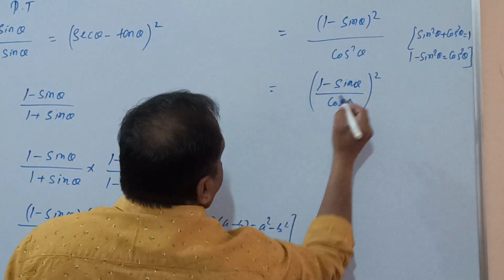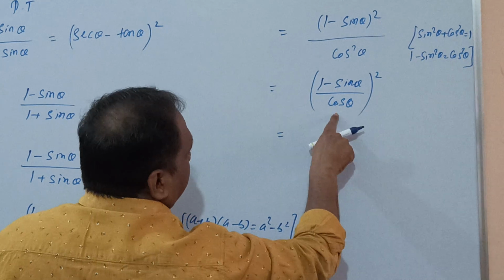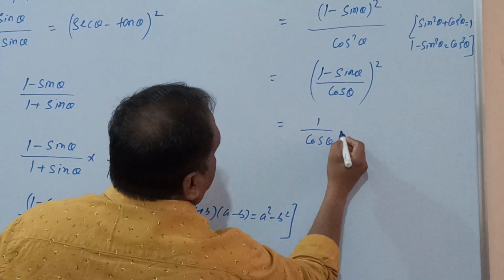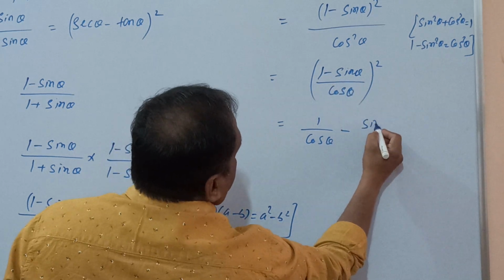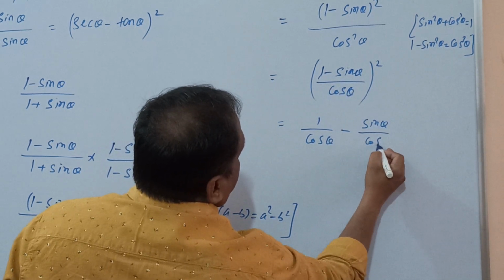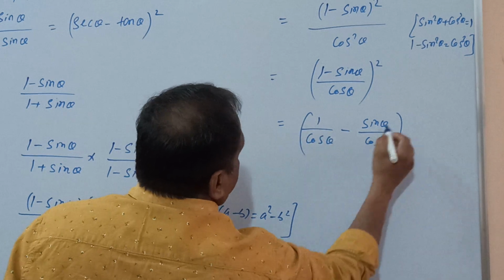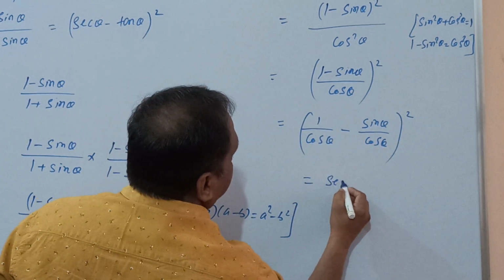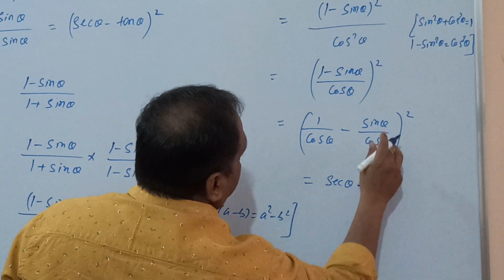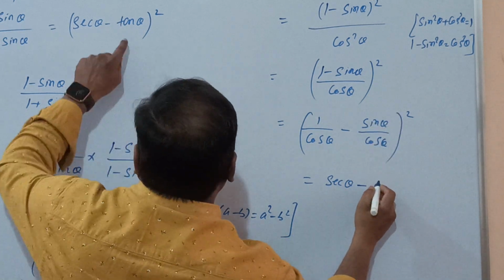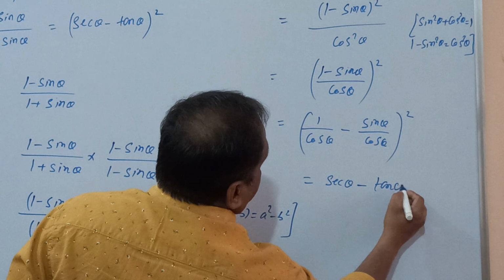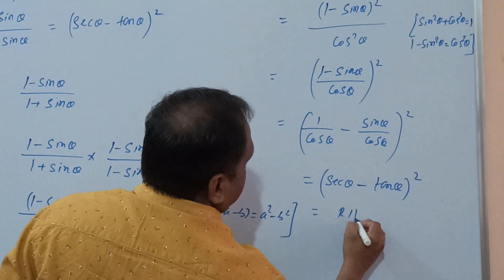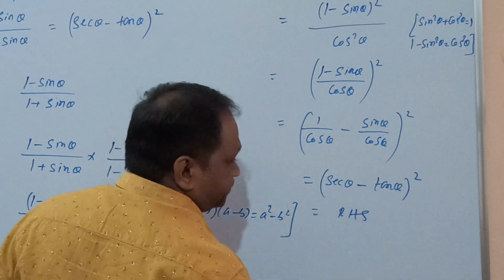I will do it. So this is equal to, the numerator I will split into two forms: (1 by cos theta minus sin theta by cos theta) whole square. Once again, here 1 by cos theta, the reciprocal relation, is sec theta. Sin theta by cos theta we will write in the form of tan theta. So this is the RHS form, hence proved.